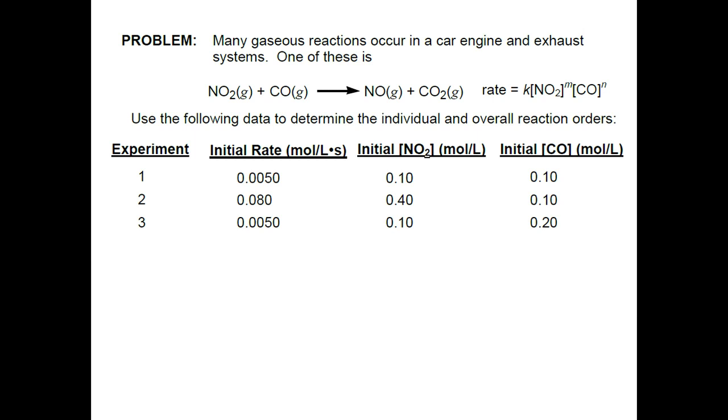Alright, let's see if we can calculate reaction orders and our K value for this example. NO2 plus CO goes to NO plus CO2. So we have 3 different experiments. We want to find the reaction order for NO2. We need to pick 2 experiments where NO2 is changing so we can see the effect, but CO is constant. So experiments 1 and 2, we see that NO2 is quadrupling, but CO is constant.